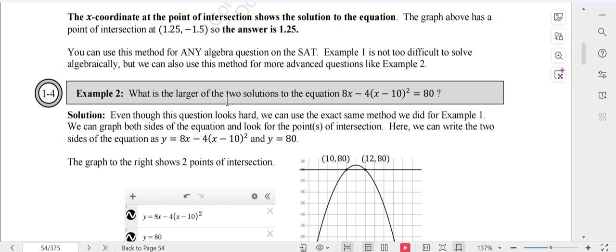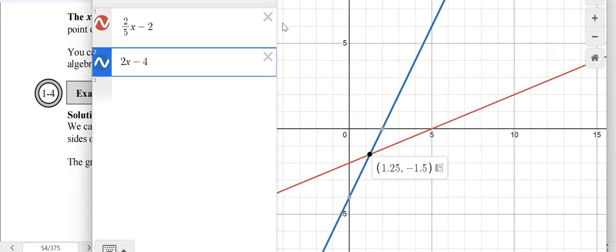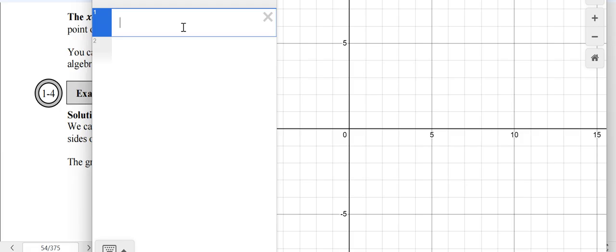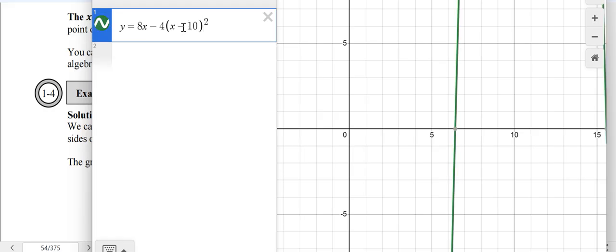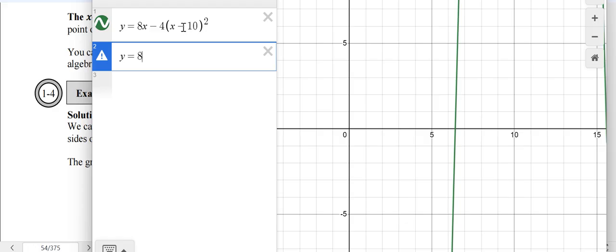So what is the larger of the two solutions to the equation (8x minus 4) times (x minus 10) squared equals 18? So let's solve this one again. y equals 8x minus 4 times x minus 10 squared, and y equals 18.